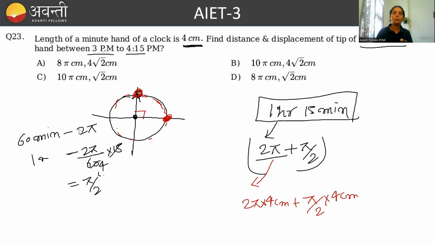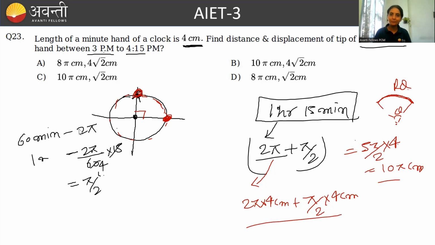Distance covered is equal to what? R into theta. Length of arc is equal to what? If something is going through an arc of angle theta, it means it is covering a distance of r theta. So here it is going through how much angle? 2 pi plus pi by 2, that is total angle is 5 pi by 2, right? So directly you can calculate total angle covered is this. So total distance covered is 5 pi by 2 into r, that is 4 centimeter. So this is equal to 10 pi centimeter. Done. So distance is done.